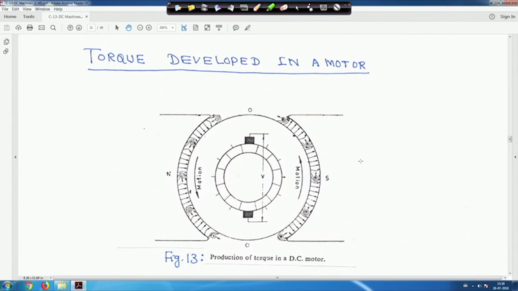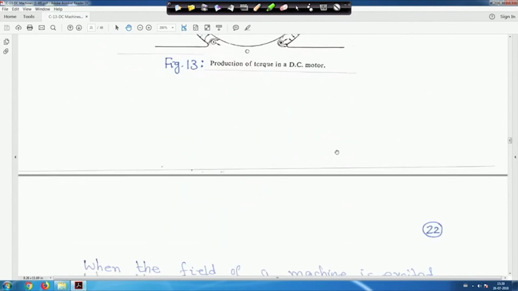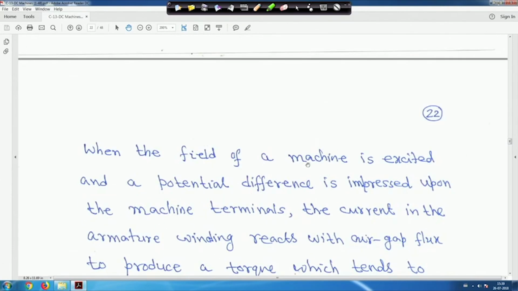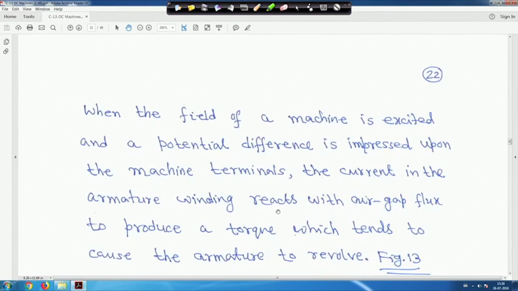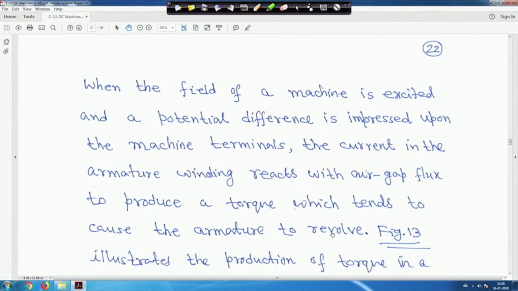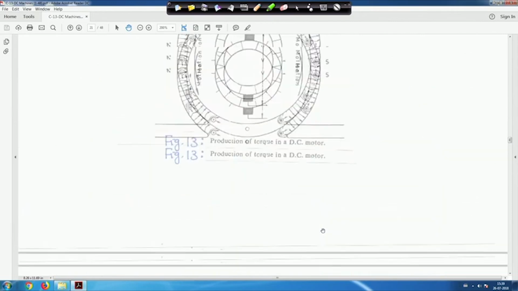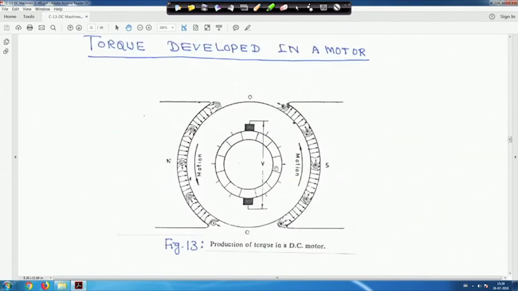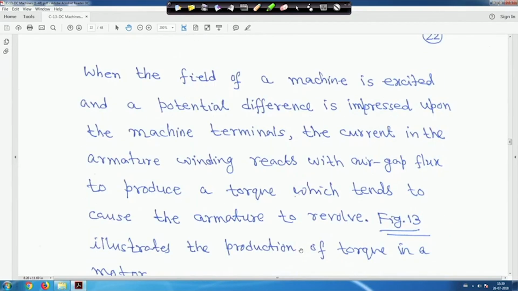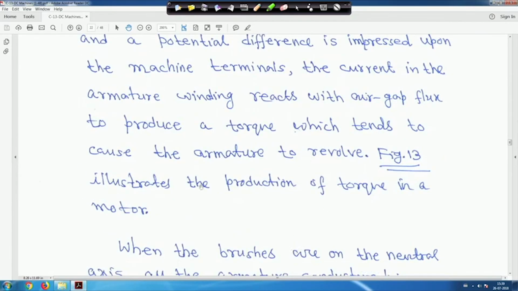So, you will find things are simple. When the field of a machine is excited and a potential difference is impressed upon the machine terminals, the current in the armature winding reacts with the air gap flux to produce a torque which tends to cause the armature to revolve, right. This is actually figure 3, and these two dots here are basically the neutral zone, right. Figure 13 illustrates the production of torque in a motor.